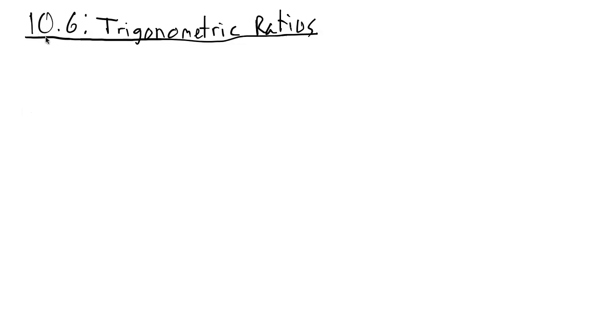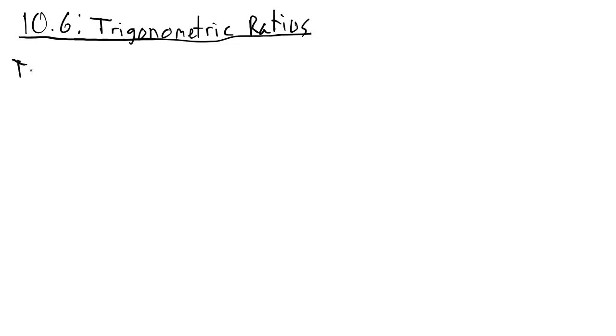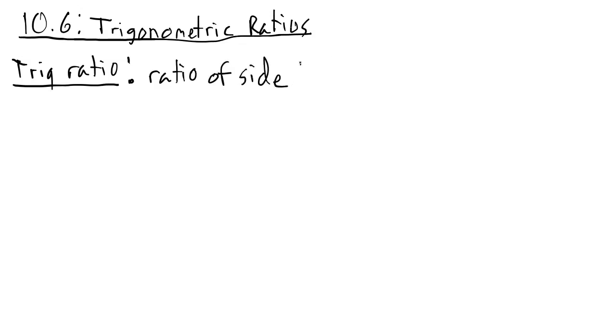The next lesson we're going to be covering, 10.6, has to do with trigonometric ratios. What exactly is a trigonometric ratio? Well, we typically shorthand that to trig, or trigonometry. So a trig ratio is all it is the ratio of side lengths of a right triangle.